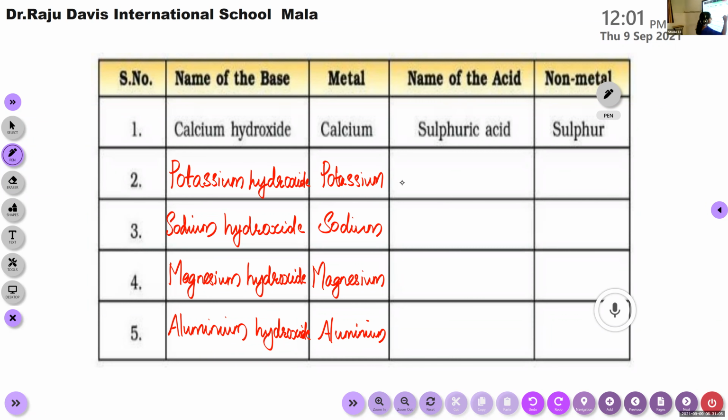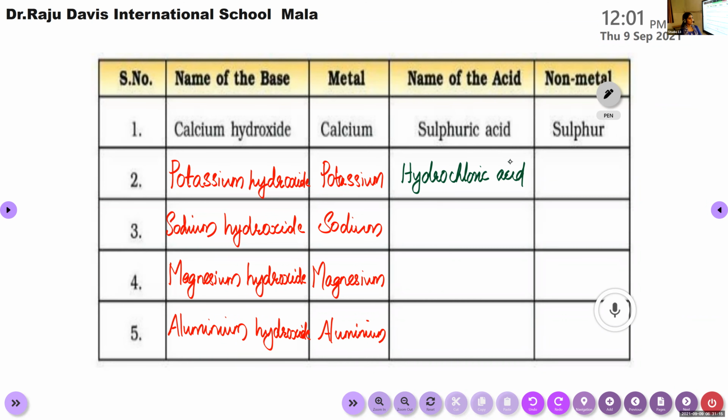Then I will write the next one. That is hydrochloric acid. So Adityan will tell you which non-metal is present in hydrochloric acid. Hydrogen. Hydrogen is not considered as a metal or non-metal. It shows the properties of both types, mostly with metallic properties. So Adityan, please think. What's the other thing present in this hydrochloric acid? Chlorine. Yeah, it's chlorine.